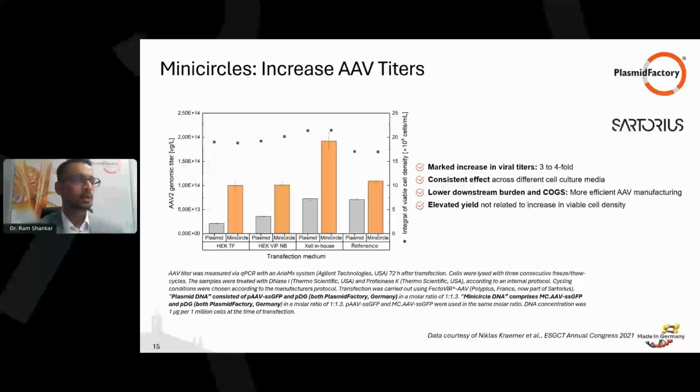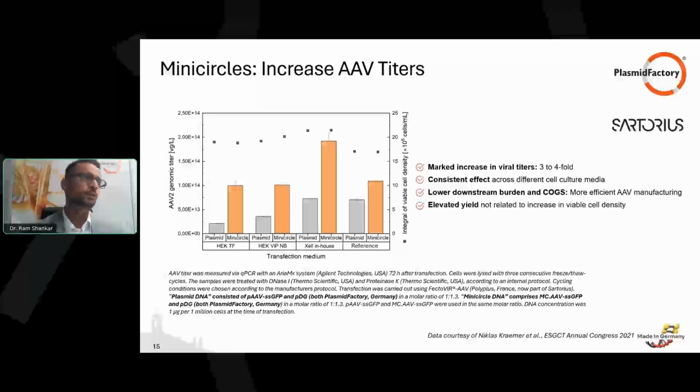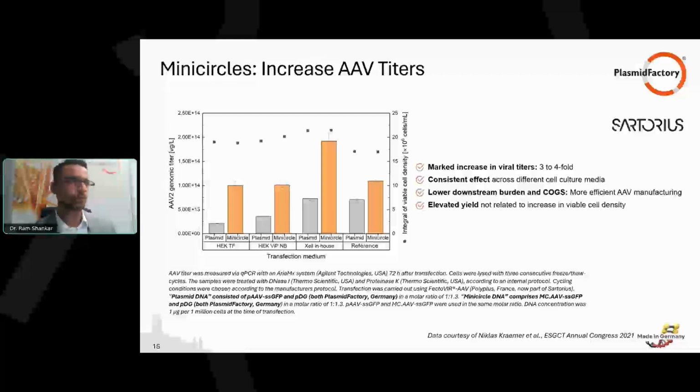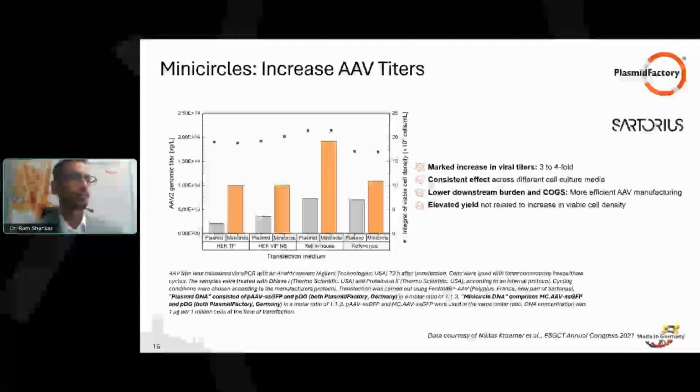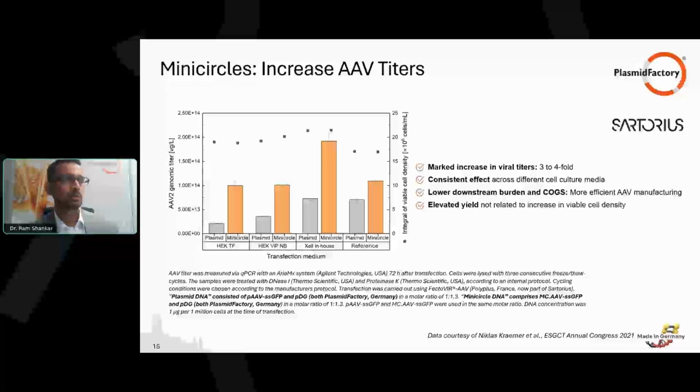Just by this change, and by keeping the molar ratio similar in both cases, they were able to see that in each medium, the vector genome titer achieved with the minicircle combination was always higher than when using plasmids. Importantly, this increase was not the result of more cells being alive and producing more particles. You can see those gray squares, they represent the viable cell density, and they are similar in both cases for each medium. So this increase in vector genome titer is actually coming from more particles being actively produced per cell. This is an important observation.